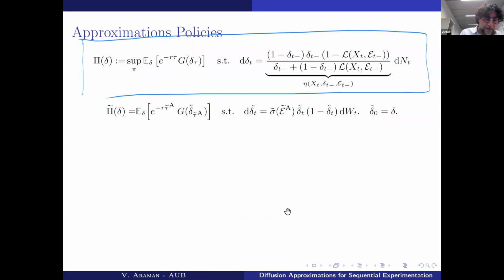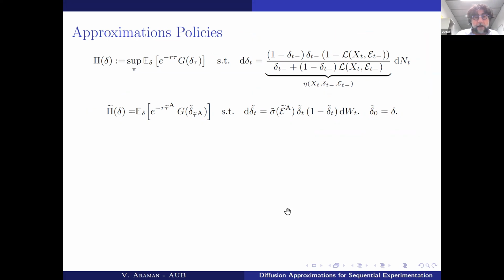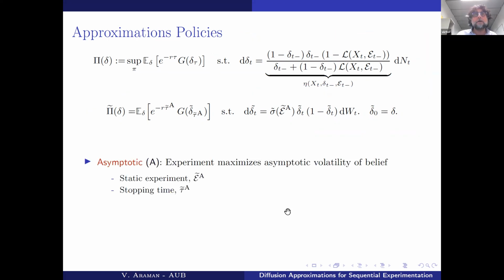And this one is the diffusion, in some sense, version of it. The main difference is that the dynamic here is following the diffusion process. Okay. And now the approximation I'm going to select. First, I can select an approximation that is driven only by this one, whereby I pick the static experimentation that is solving the diffusion problem.